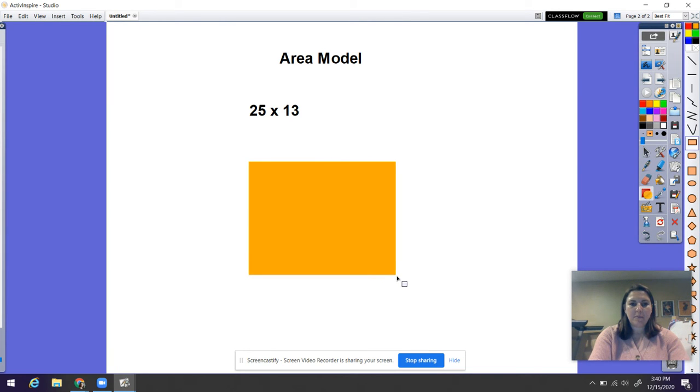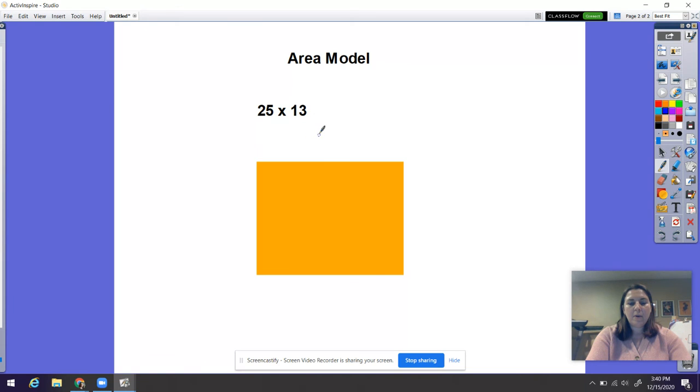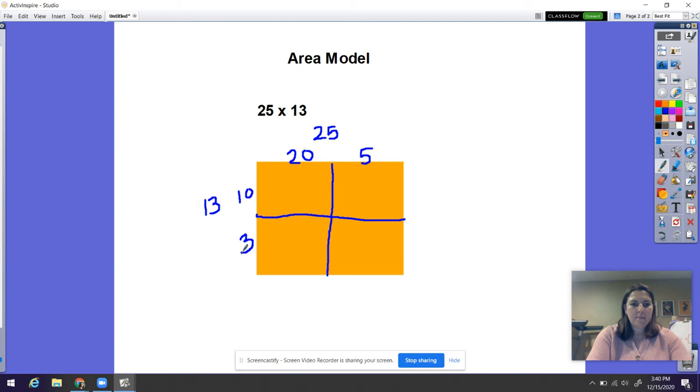It's going to have to be a little bit bigger, more of a larger rectangle. I would, of course, have 25 on one side of my rectangle and 13 on the other. And then what I do is I'm going to break this up into 20 and 5, and I'm going to break this up into 10 and 3. And then I'm going to do all the multiplying that I need to do.